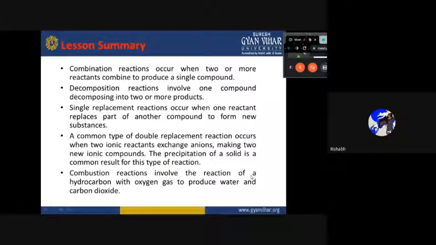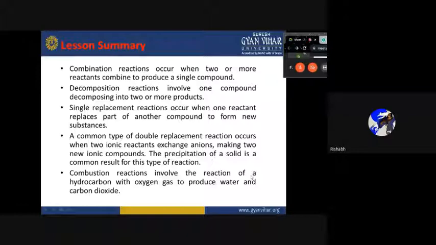So what was the summary of the lesson? Combination reactions occur when two or more reactants combine to produce a single compound, and decomposition is the reverse. Single replacement reactions occur when one reactant replaces part of another compound to form a new substance. And a common type of double replacement reaction occurs when two ionic reactants exchange anions, making two new ionic compounds. The precipitation of solid is a common result for this type of reaction.